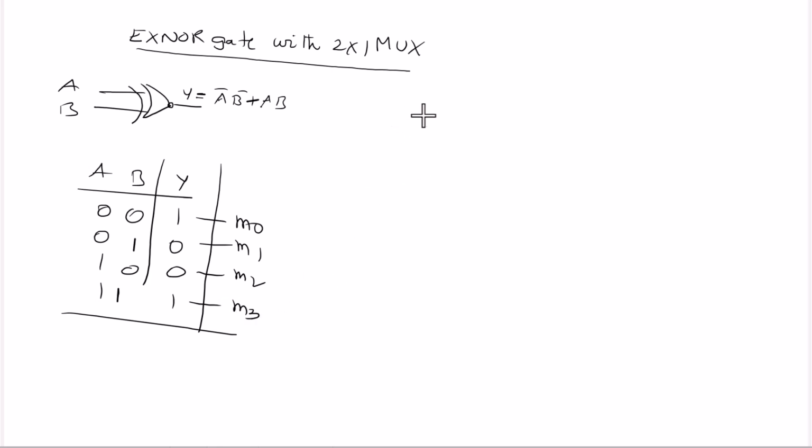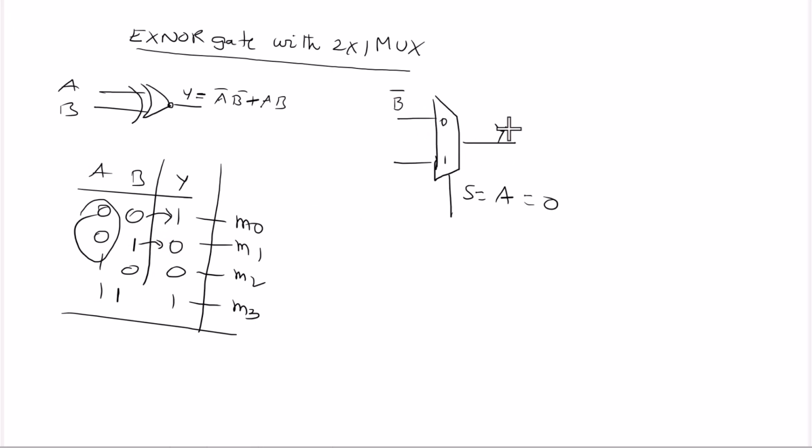Okay, now implement the exclusive NOR gate with the 2 to 1 MUX. As usual it will be like this. If s is equal to a is equal to 0, then 0 is inverted as 1 and 1 is inverted as 0, so you can put here b bar. B bar is y, so y is equal to b bar. Second case, if s is equal to a is equal to 1, this directly comes, b follows y. So y is equal to b. So y is equal to b bar and y is equal to b.